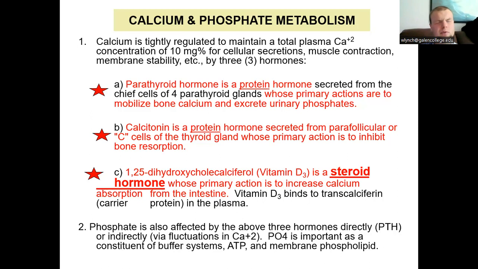Secondly, we have phosphate regulation. Phosphate regulation is going to be influenced by parathyroid hormone, or it's going to be indirectly influenced by calcium concentrations. So phosphate is going to be important in buffering systems. It's going to be an important portion of ATP, which is adenosine triphosphate, our cellular energy metabolism, and membrane phospholipids.